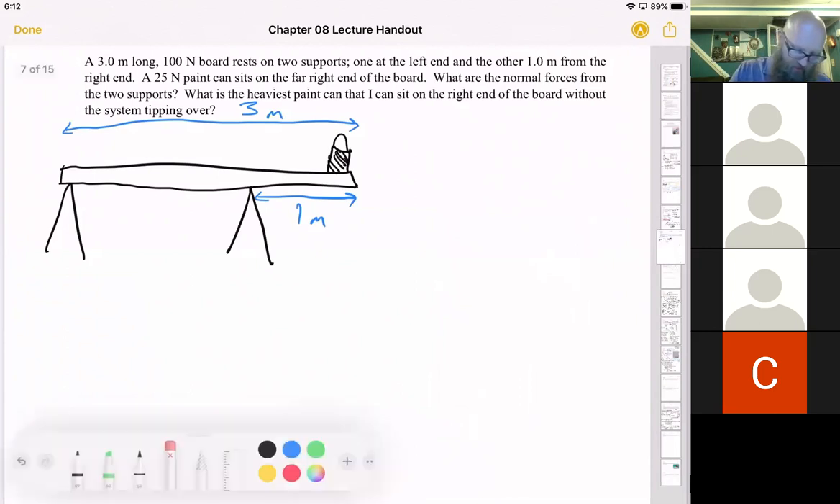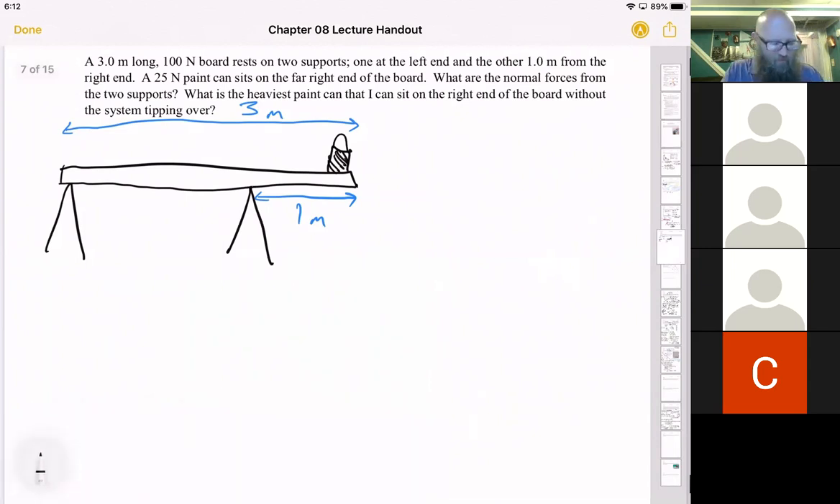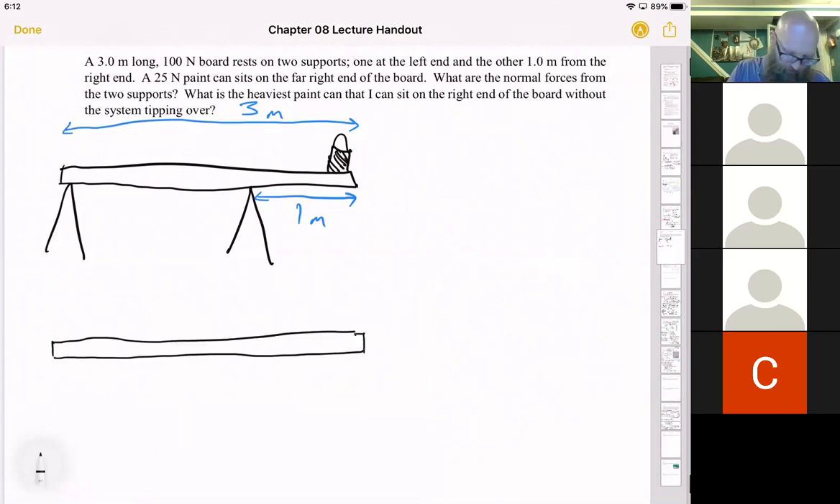Okay, so we can draw a free body diagram for this. We've pretty much already drawn it, but let's just be a little more careful. We have a center of mass of the board, right? So there's weight acting down there. That's the weight of the board. I also have a weight of the paint can acting right over here. Weight of the paint can. I should have a normal force on this side, call it normal 1, and a normal force right here, call it normal 2.